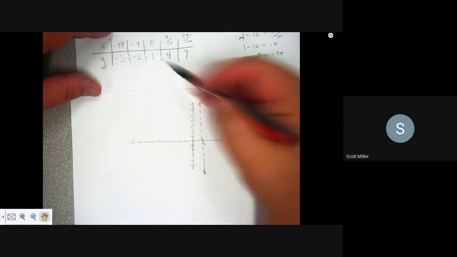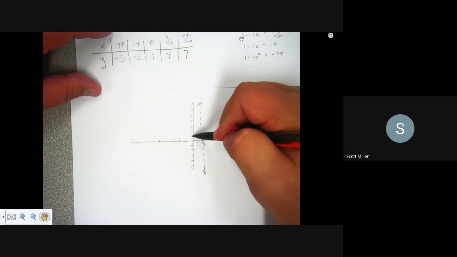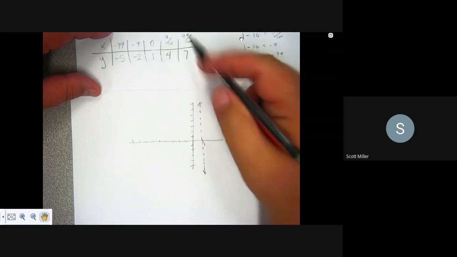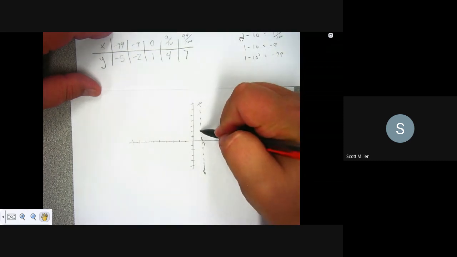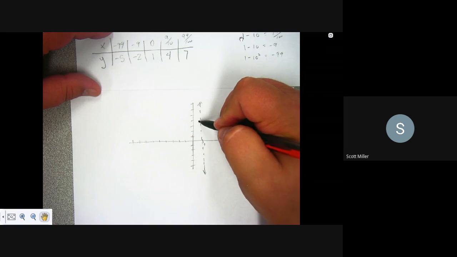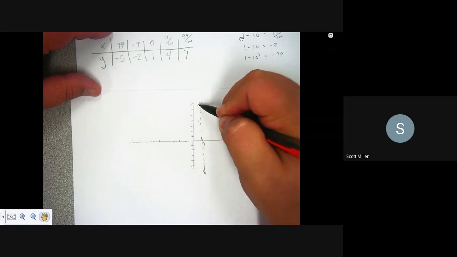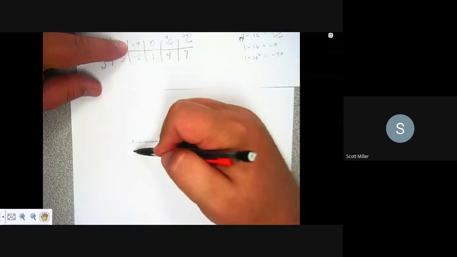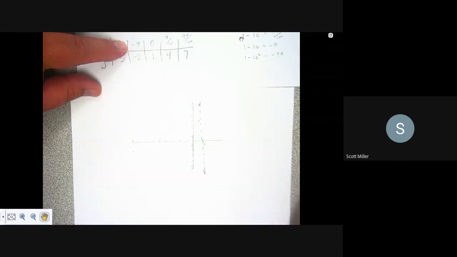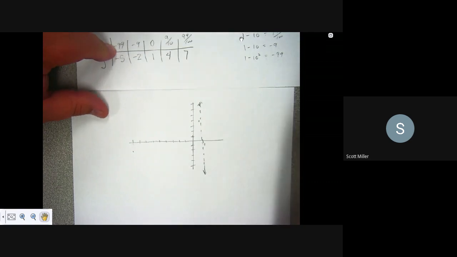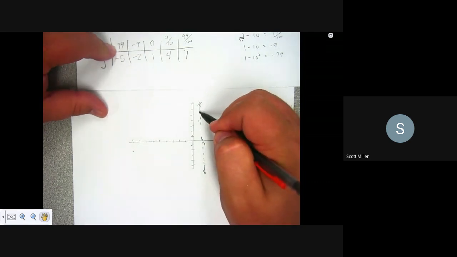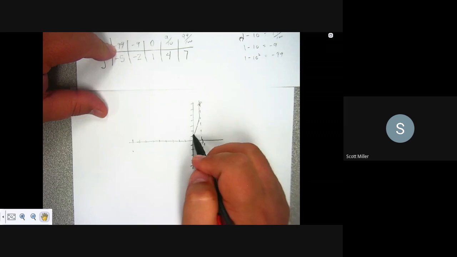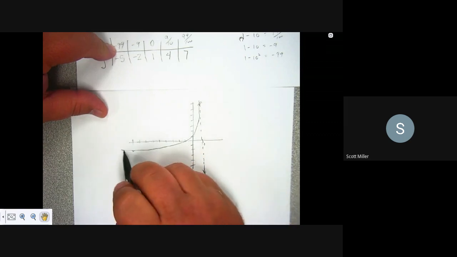So 0 goes to 1. 9/10, which is about right here, goes to 4. And then the next one, 99 over 100, goes to 7. So we're even closer there. -9 goes to -2. And that's pretty much all we get, because I'm not going to graph -99. But you can see the shape. It gets closer here. It comes down through there. And it comes over here to that one.